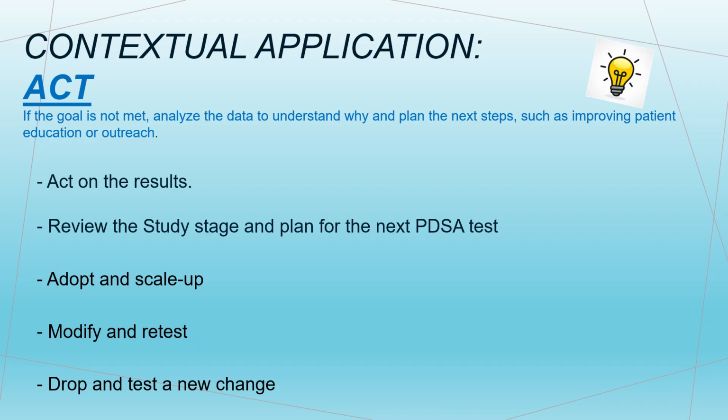We drop and we test a new change. It's very common to have a cycle that doesn't bring about the change we'd hoped in the quality improvement journey. If your team believes a different approach would be more successful, consider abandoning the current intervention and starting a new cycle with a different plan.